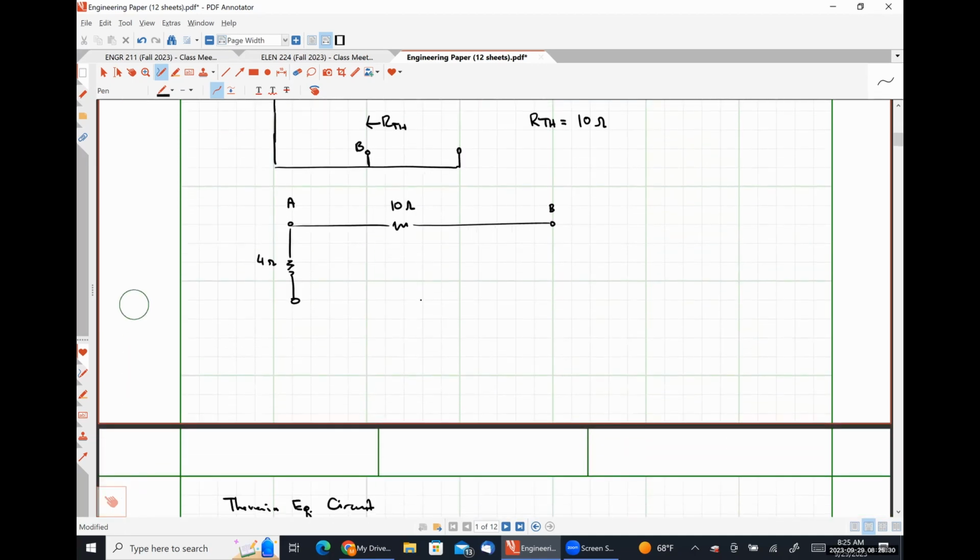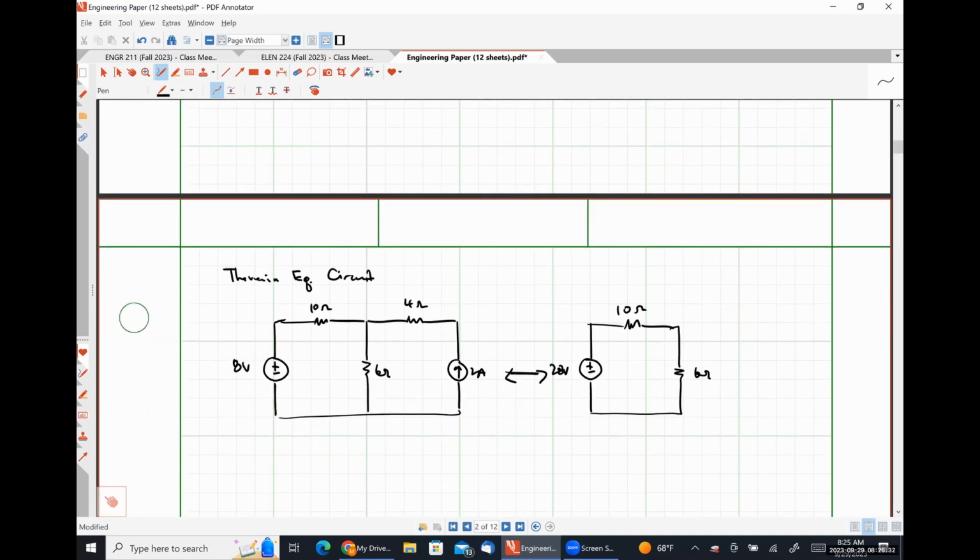Should be 28. That's just bad penmanship on my part. Anything else? All right, so let's take a look at Norton's theorem.